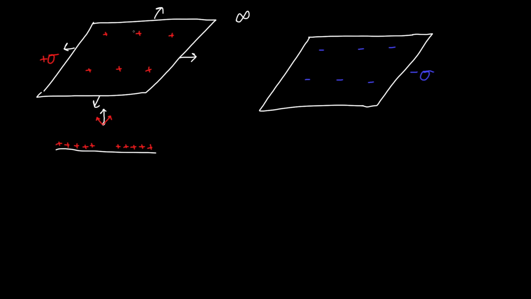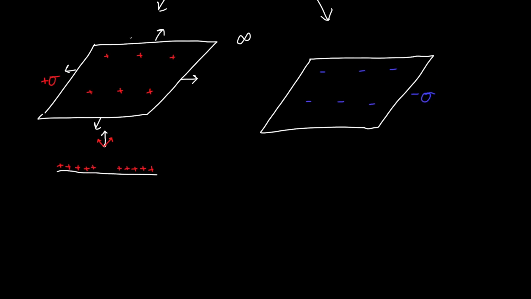So I should use a Gaussian surface that has faces that are parallel to this sheet. And the simplest such shape is a cylinder, so I'll use that. So let's say our Gaussian surface is going to be a cylinder. And let's erase our sheet. So the cylinder is going to straddle the sheet, so half of it is going to be above and half of it is going to be below.